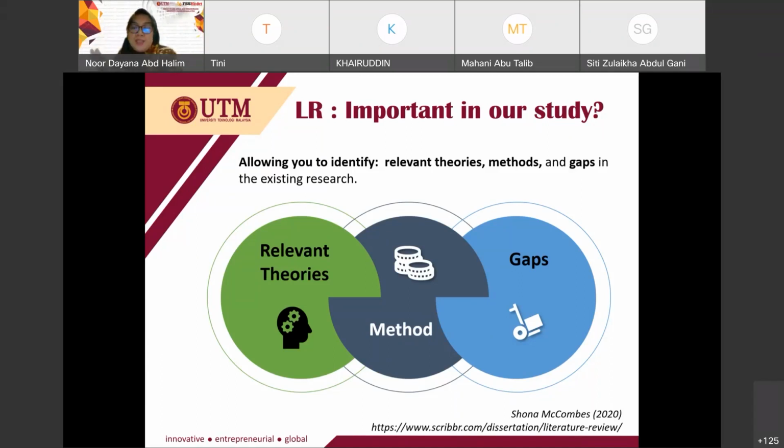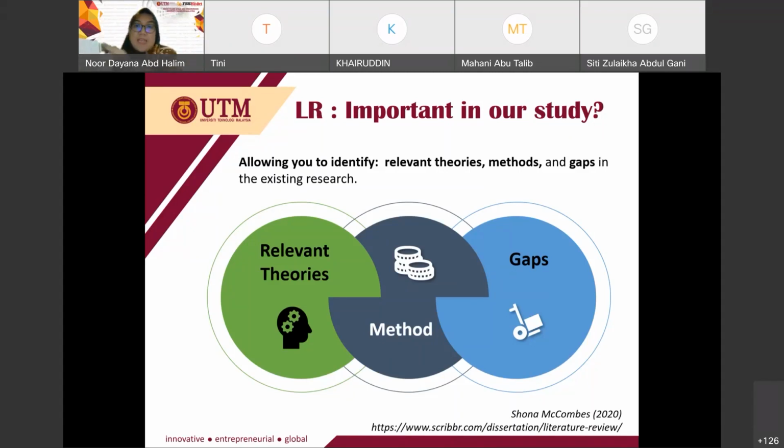There are so many studies about Google Classroom. Why do you want to study it again now? What is the gap? This is the way you find the gap when you read all the journal articles from previous research. Also the relevant theories.